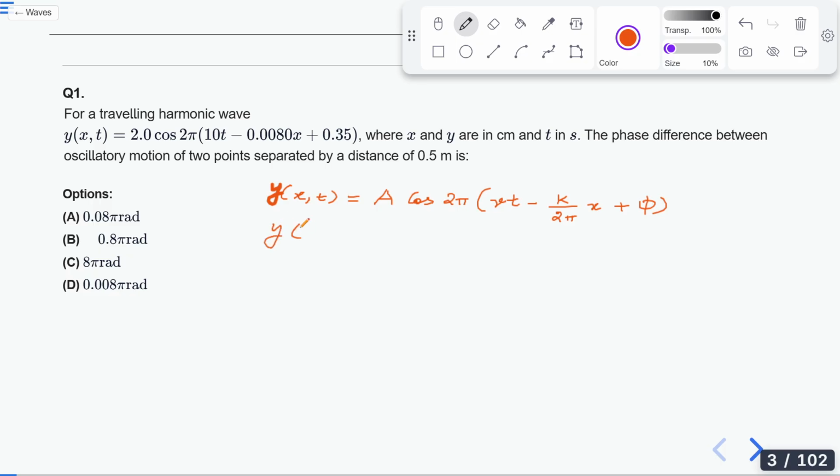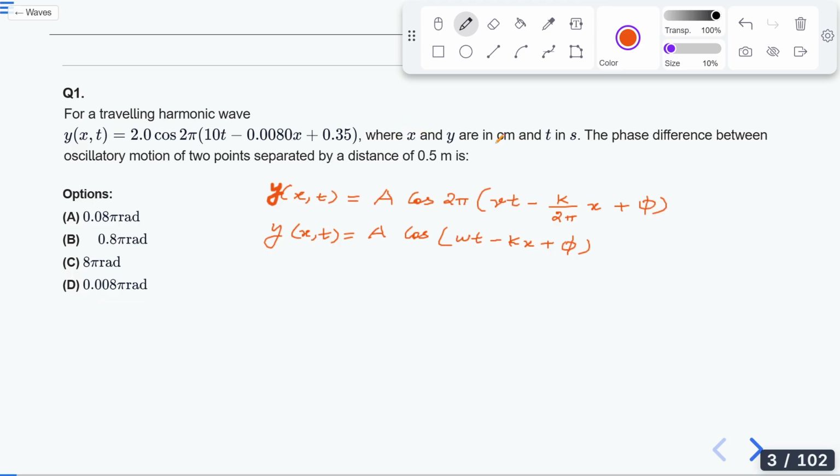So further modifying it, it would be a cos 2 pi nu t minus kx plus phi. 2 pi nu is omega. So omega t minus kx plus phi. That is the standard equation. So from this standard equation, we can calculate what is omega, what is k, and what is phi.